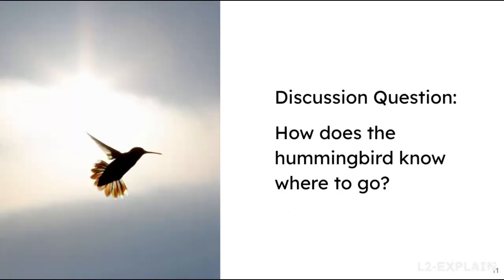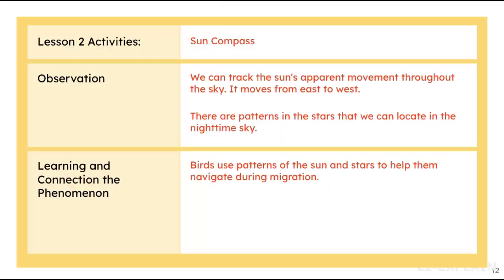For the explain portion of the lesson, you'll invite students to gather in a circle and share their findings from the sun compass investigation. Use the provided questions to guide your discussion around the question, how does the hummingbird know where to go? The goal for this class discussion is to analyze student data and find patterns that help students explain how hummingbirds find their way when migrating. By the end of the discussion, students should understand that birds use patterns of the sun and stars to help them navigate during migration.